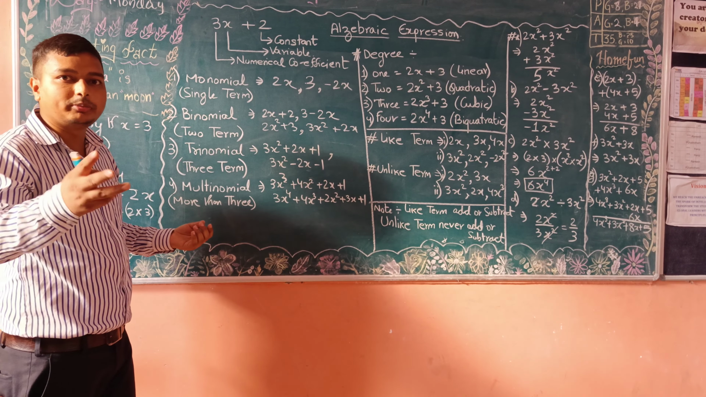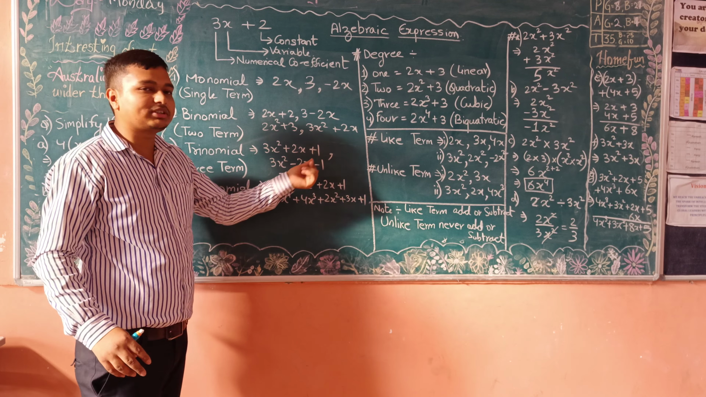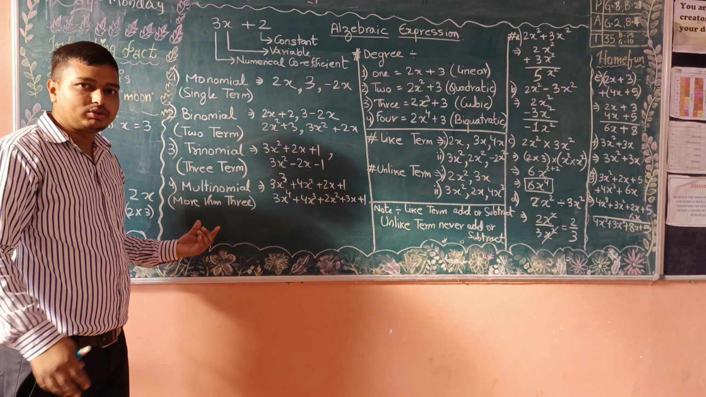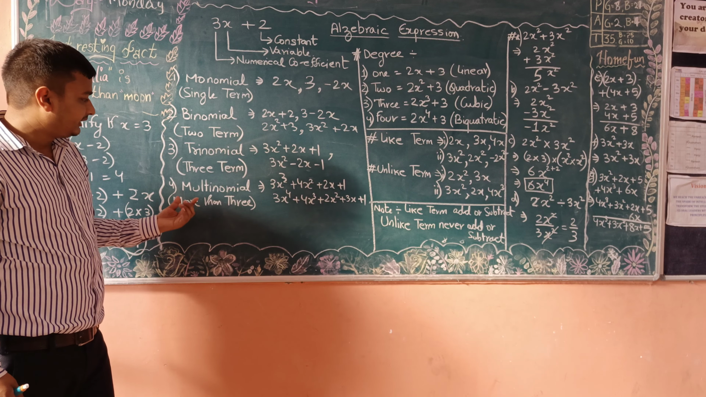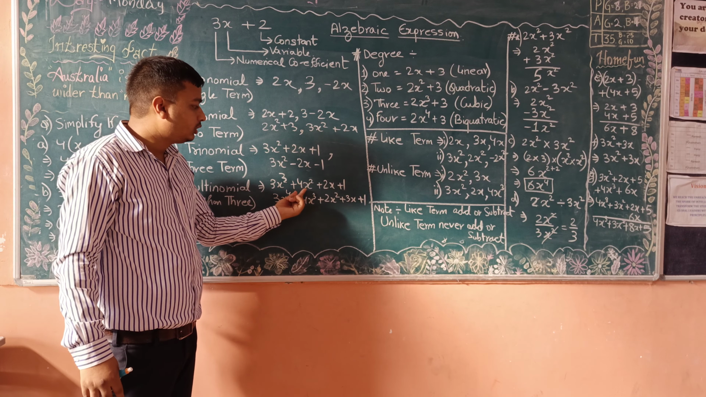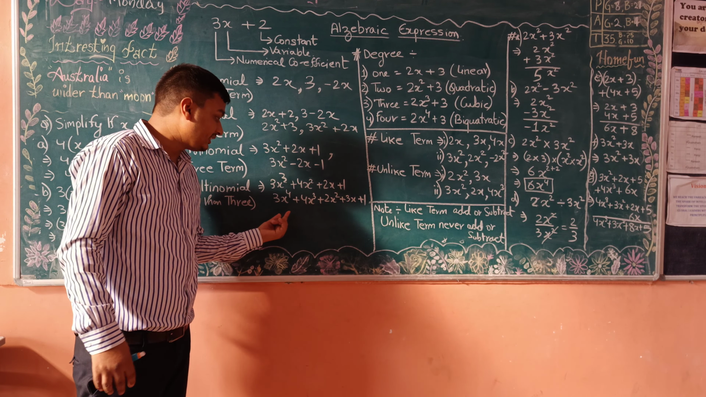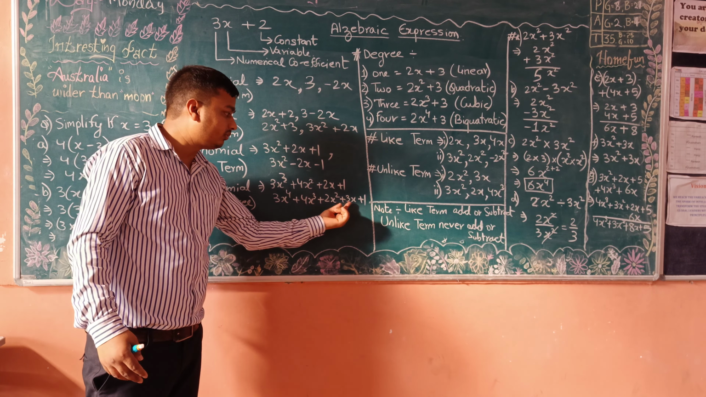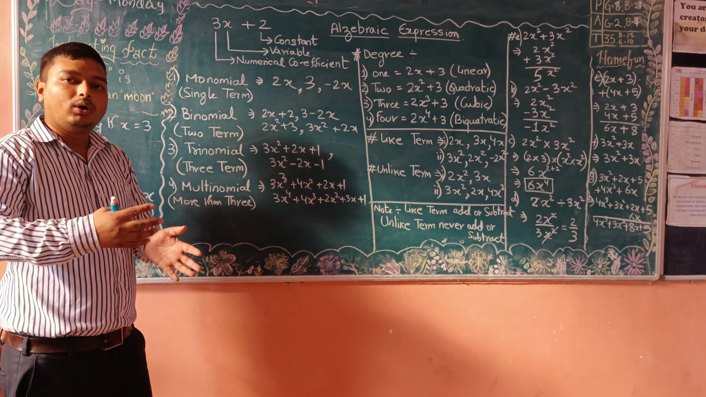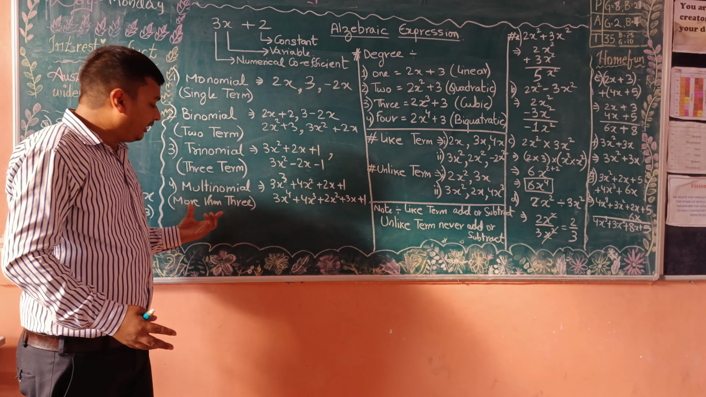Next, the trinomial. There should be 3 terms, like 3x square plus 2x plus 1: 1 term, 2 terms, 3 terms. Next, an expression with more than 3 terms we call a multinomial. As you can see, it can have 4 terms, 5 terms, even 6, 7, 8 terms, up to infinite terms. All of these we call a multinomial.